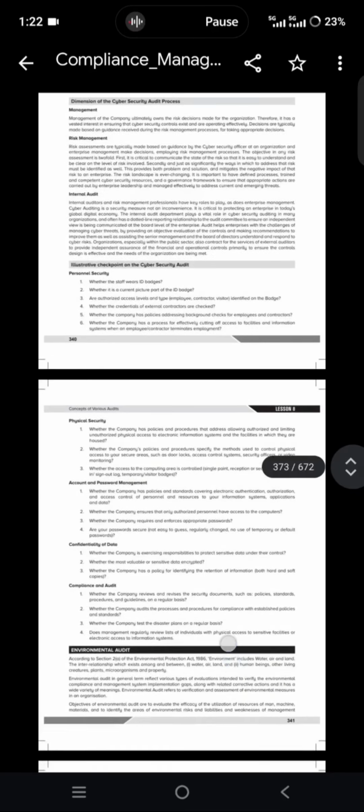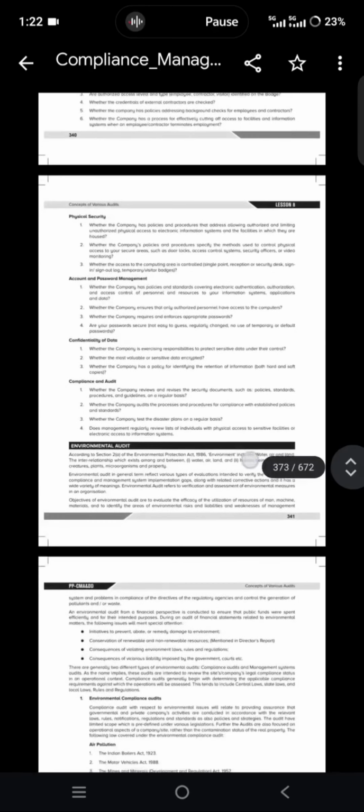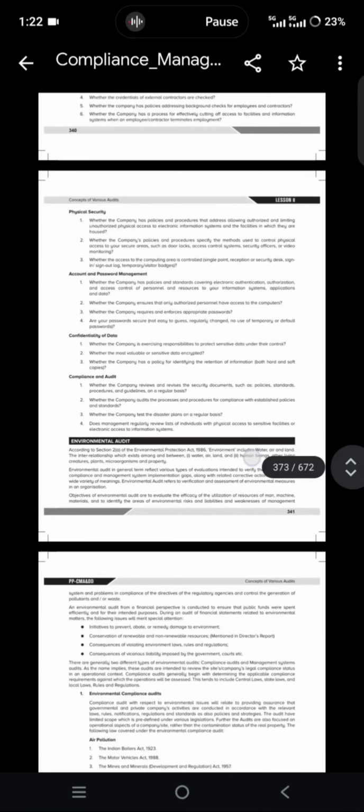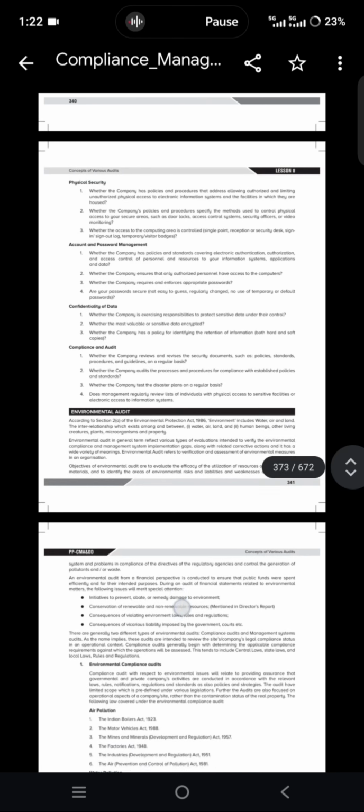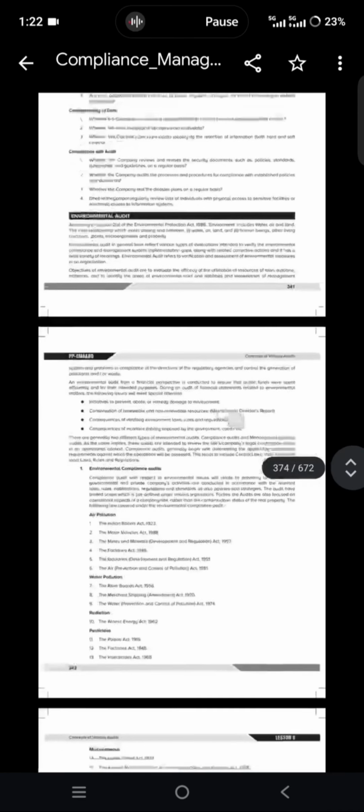Next, dimensions of the cyber security audit process: management, risk management, internal audit. In risk management, first, to identify and ensure the risk is addressed. In management, the management of the company ultimately owns the risk decision made for the organization. Therefore, it has a vested interest in ensuring that the cyber security controls exist and are operating effectively.